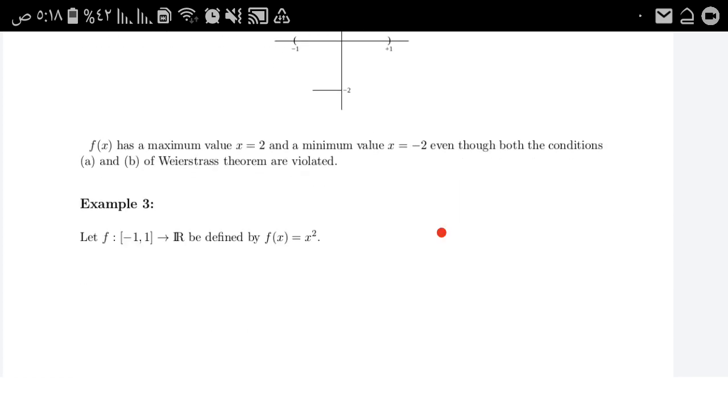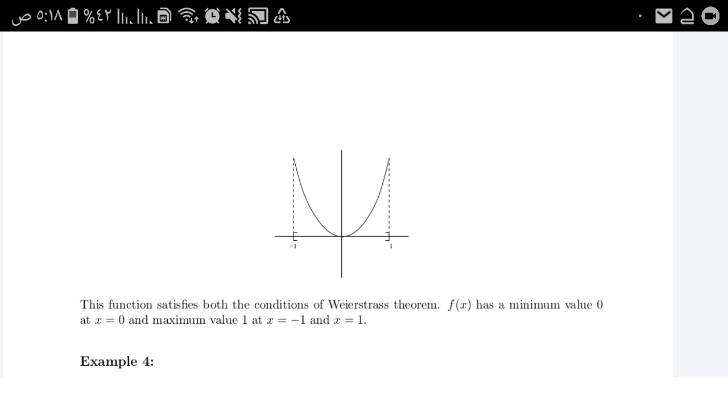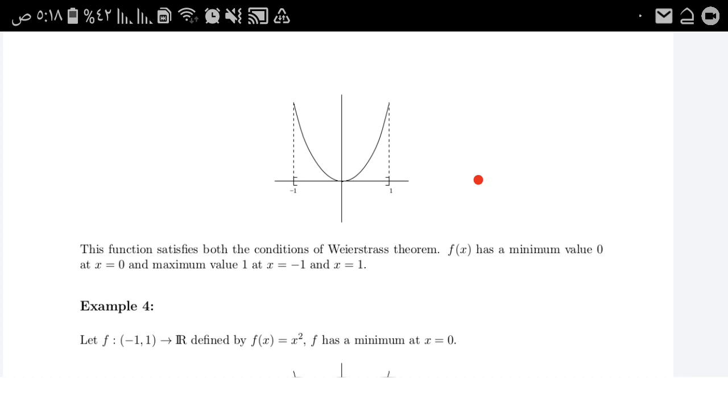So, example 3. Let f from the closed interval -1 to 1 be defined by f(x) = x squared. Let me see its diagram. Here you can see the diagram of this function, which is very famous.